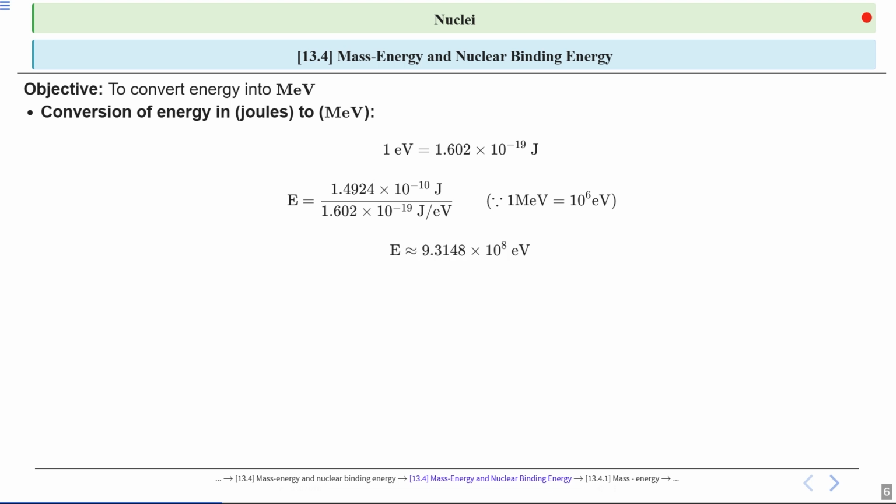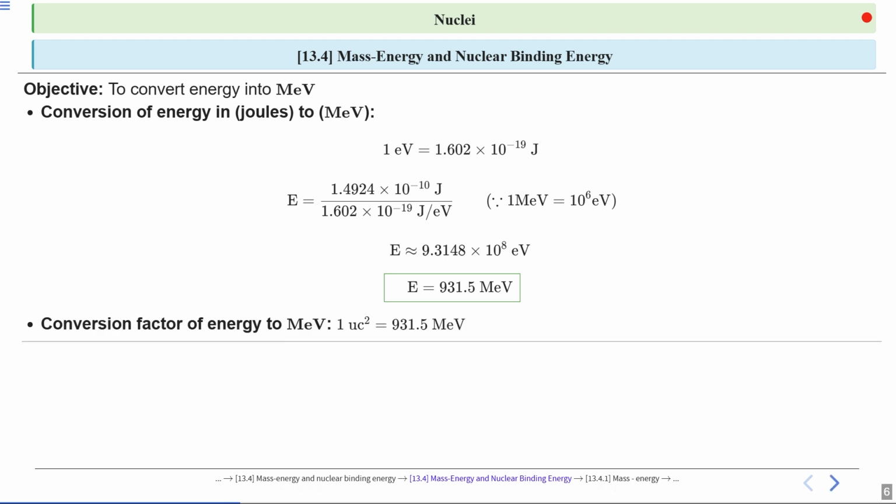find that the energy is approximately 9.3148 times 10 to the power 8 electron volts. This is a large number, so it's much more convenient to express it in mega electron volts. So we will do that next. When we convert this value to mega electron volt by dividing by 1 million, we get about 931.5 mega electron volt.